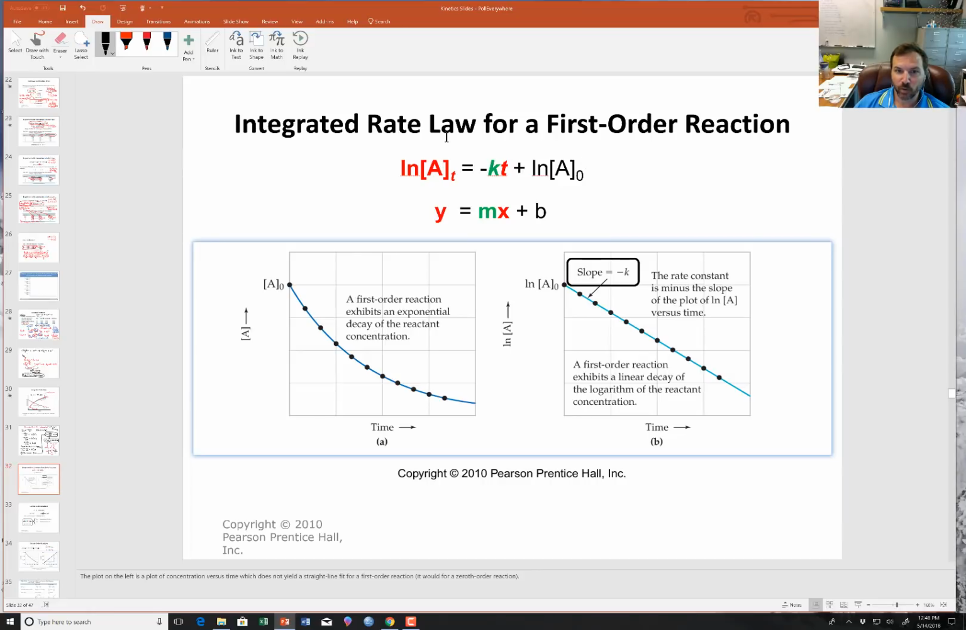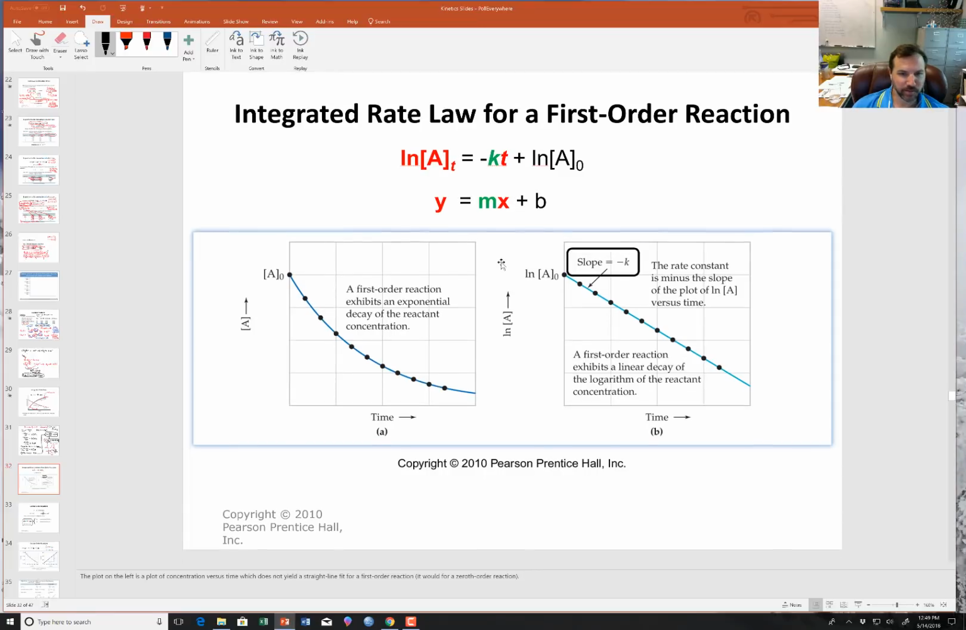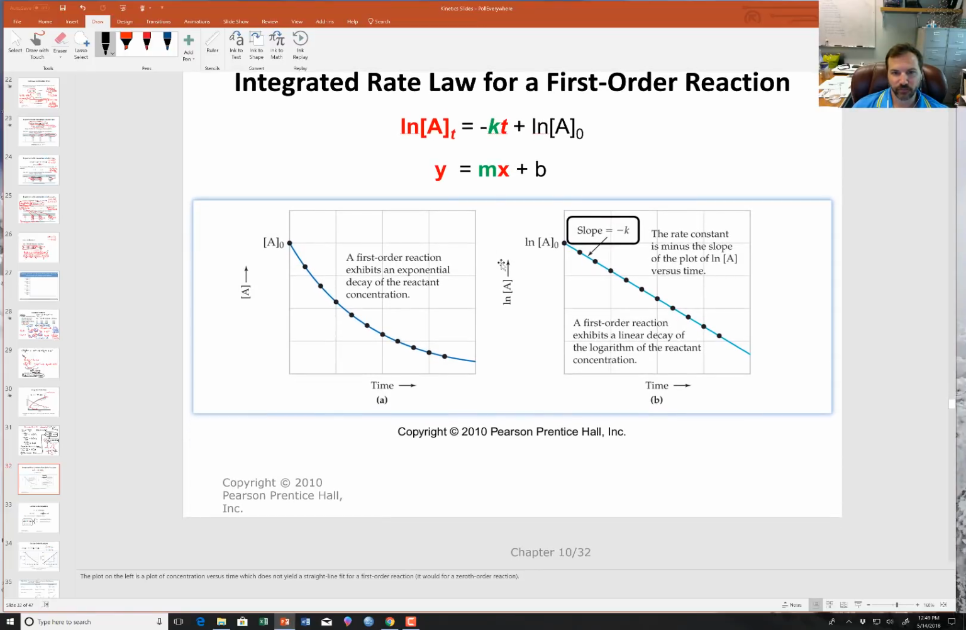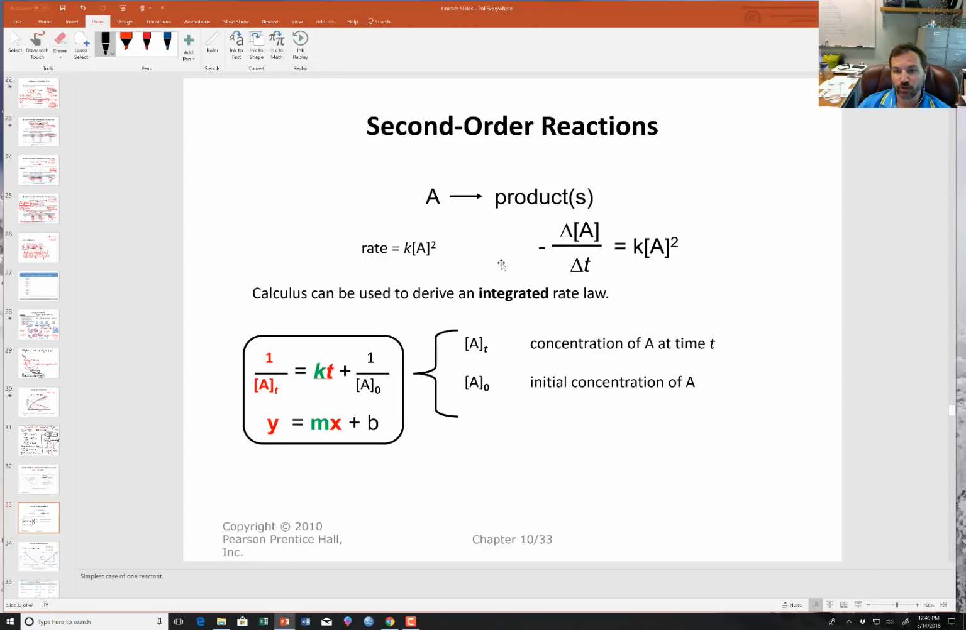So if we use our first order time integrated rate law and plot natural log of A versus time, now we get that nice linear plot based on this function that we came up with on the previous slide. And of course, we can say that the slope equals negative k. So if we take the negative of the slope, that gives us the rate constant. All right, so we could then use a similar derivation to do the second order rate law.